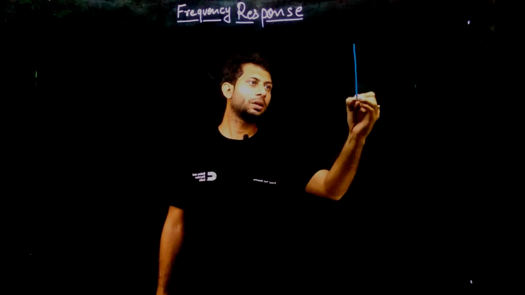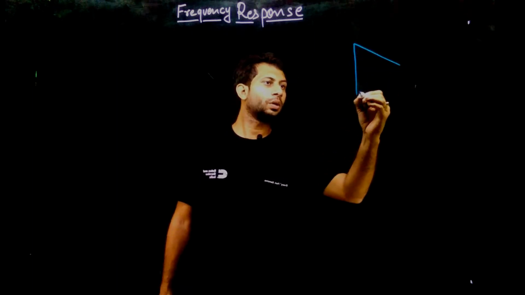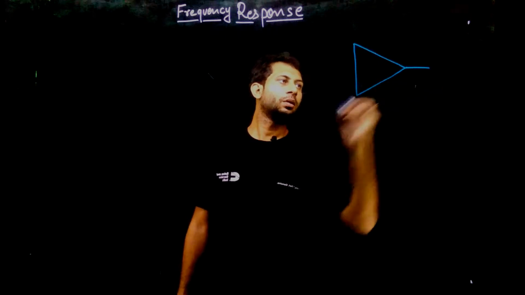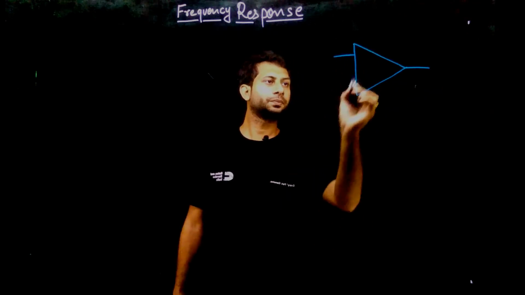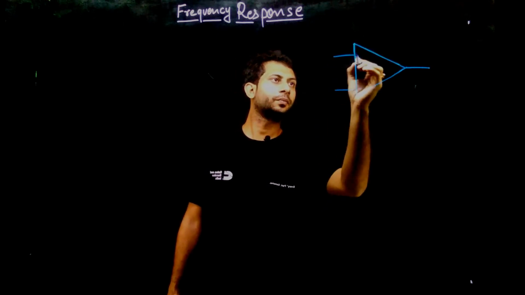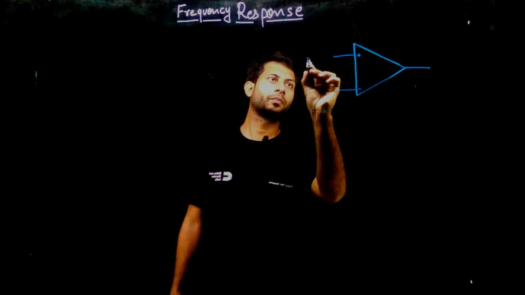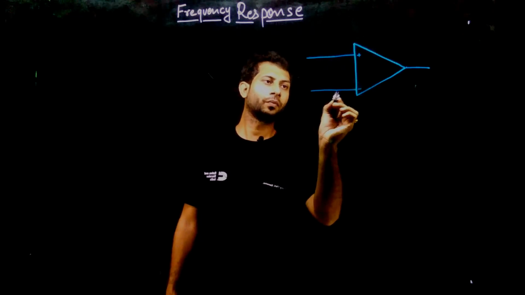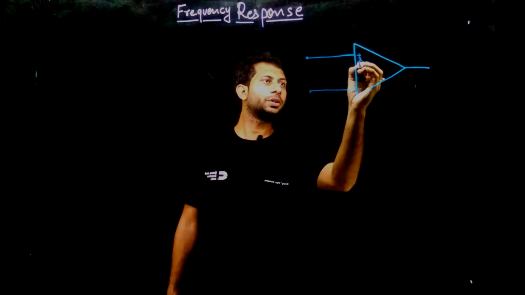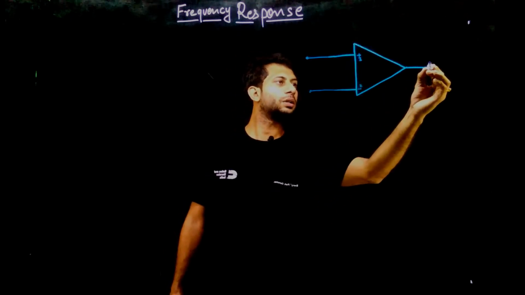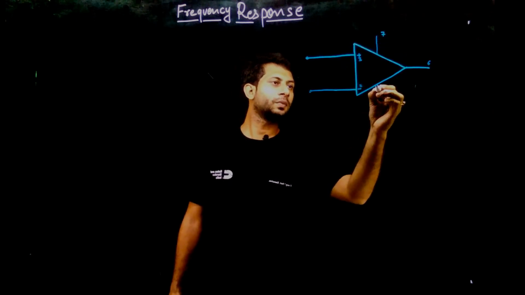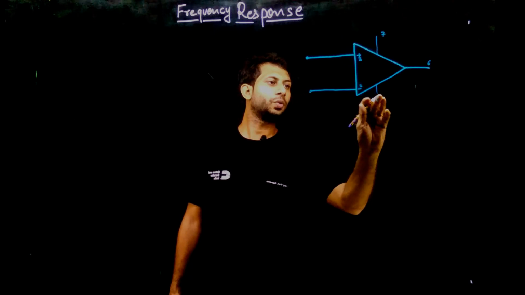Frequency response for this op-amp, which has these two input terminals, pin number 3 and pin number 2, and this is pin number 6 as the output. This is pin number 7, this is pin number 4.